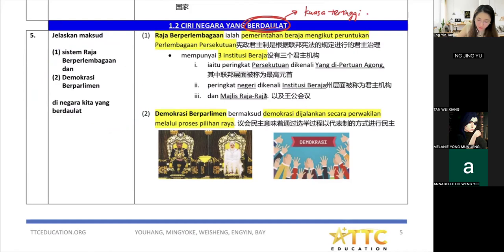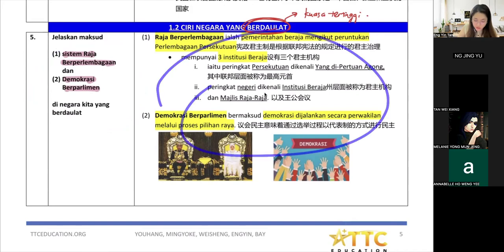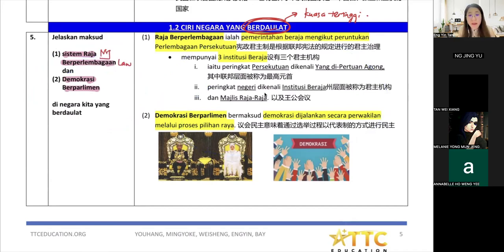What is the meaning of Sistem Raja Perlembagaan and Demokrasi Berparlimen? Guys, it's very direct. Look at the Malay words itself. You don't need to read this one, you can just look at the name itself. Raja Perlembagaan means we have the king, and the king needs to follow the law to rule and manage. So look at my explanation.